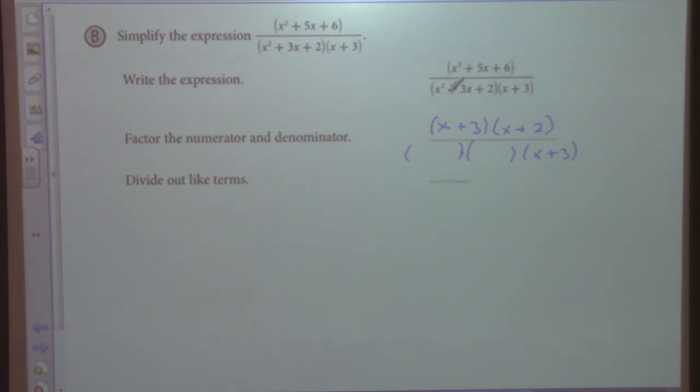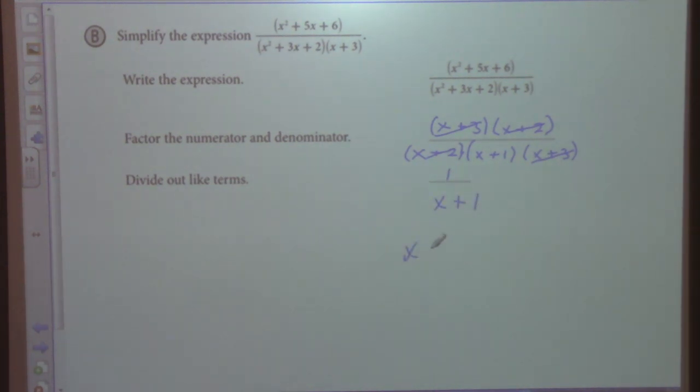What are going to be the factors of x squared plus 3x plus 2? It's a little hard to see, I know, for some of you. x plus 2 and x plus 1. Okay, that looks right. So what cancels out now? The x plus 3 and the x plus 2. x plus 2, right? So what do we have left? x plus 1. Well, what we have is 1 over x plus 1.